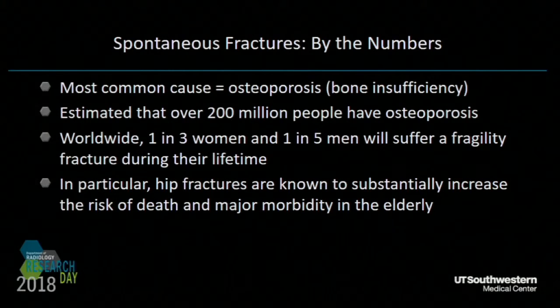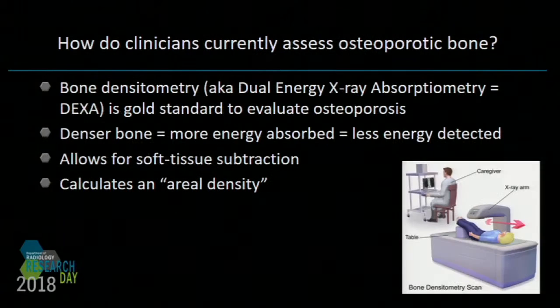So you might be wondering, what causes spontaneous fracture? The most common cause is osteoporosis. It's estimated that over 200 million people have osteoporosis, and that one in every three women and one in every five men will eventually have a fragility fracture as a result of this osteoporosis. Hip fractures in particular are known to be deleterious, having major morbidity and mortality.